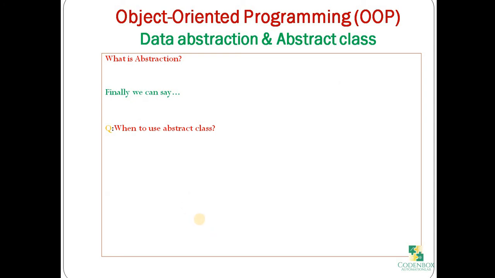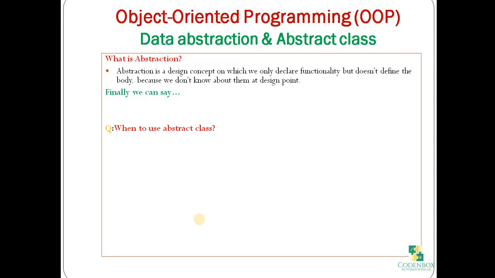So now, what is abstraction? Abstraction is a design concept in which we only declare functionality but do not define the body, because we don't know about it at the design point. So abstraction is a design concept where we declare just some functions. We know what the functions are going to do, but we don't know how they're going to do it, because the execution is not fixed. We don't want to fix it because the execution can depend on the situation where we're going to use those methods. That's why they create those methods as empty or abstract, and that whole concept is called abstraction.